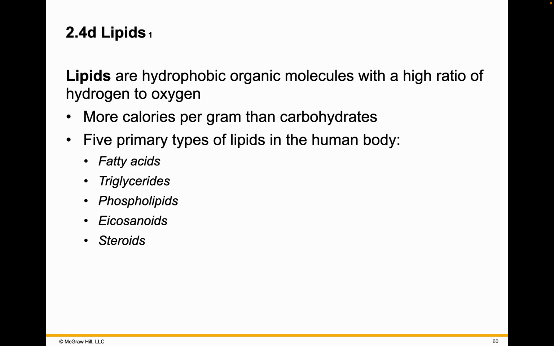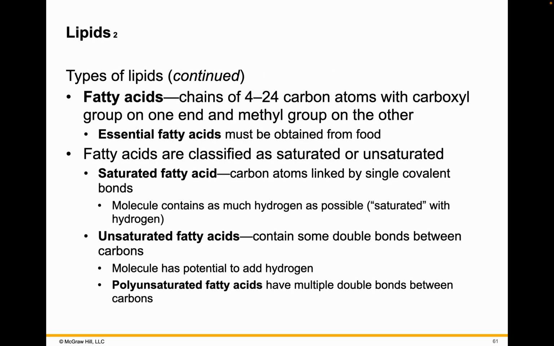Lipids, the second group, are hydrophobic organic molecules with mostly hydrogen and carbon, very little oxygen. They have more calories per gram than carbohydrates, and there are 5 primary types that we'll look at: fatty acids, triglycerides, phospholipids, eicosanoids, and steroids. Fatty acids are chains of 4 to 24 carbon atoms with a carboxyl group at one end and a methyl group at the other. There are some that are essential, which means they must be obtained from your diet. We can't make them on our own.